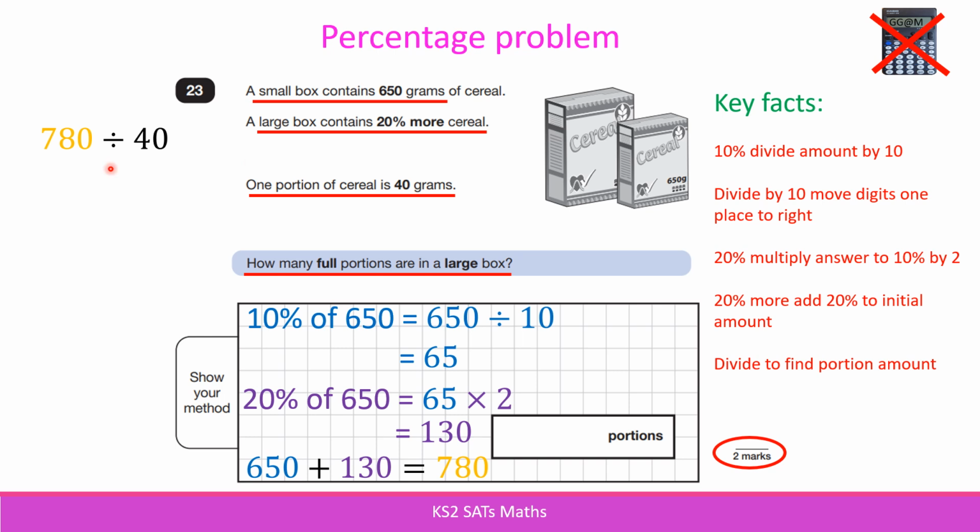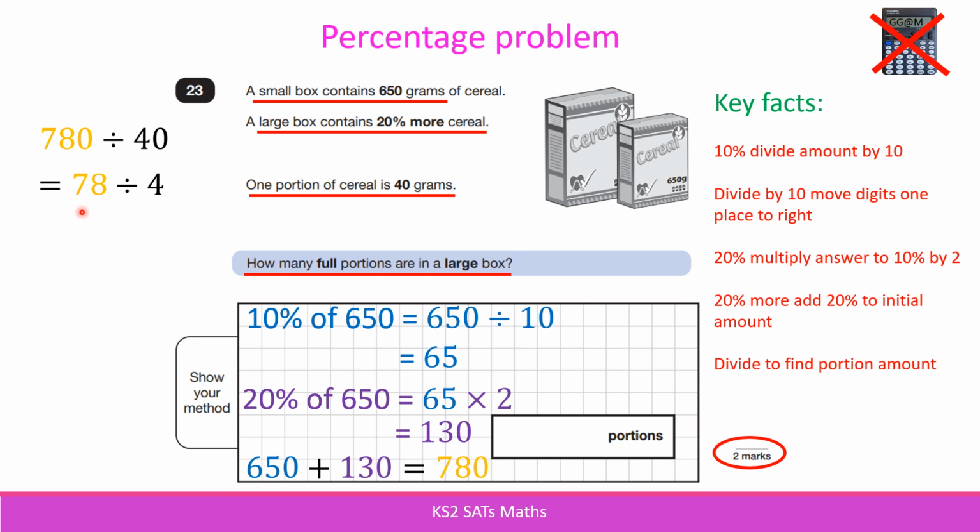Now I can make this sum easier by dividing both the numbers by 10. Dividing 780 by 10, I get 78, and dividing 40 by 10, I get 4. So 780 divided by 40 is the same as 78 divided by 4. You can use the bus stop at either stage to help work out the answer, or an alternative method to divide by 4 is halving the number and halving it again. We're going to go with the halving option rather than using bus stop, but if you prefer to use bus stop, feel free to use that method.